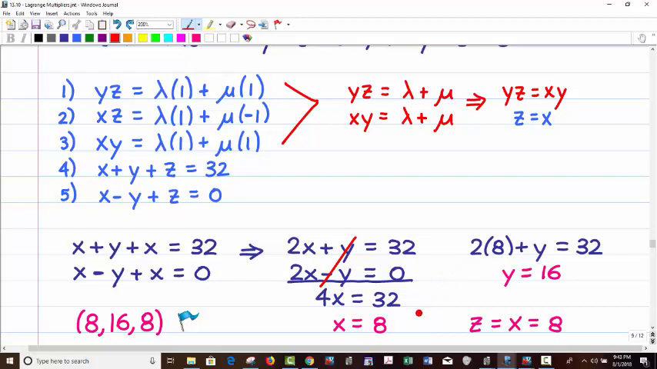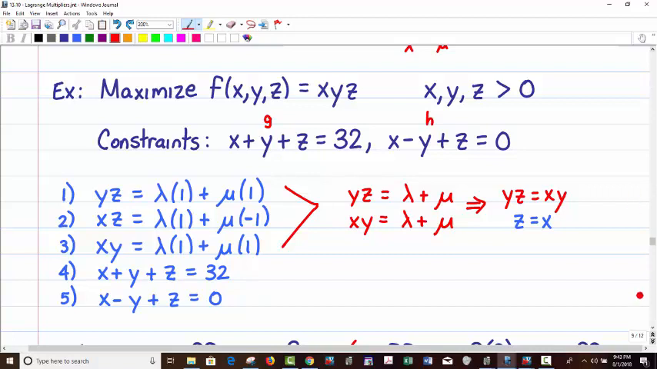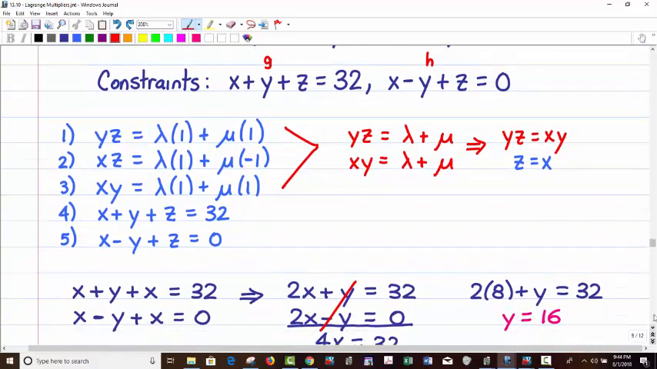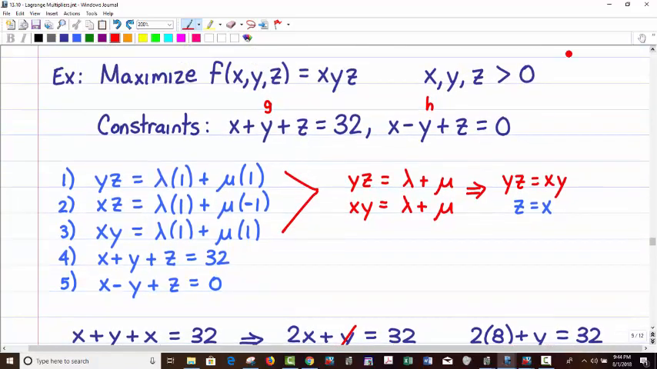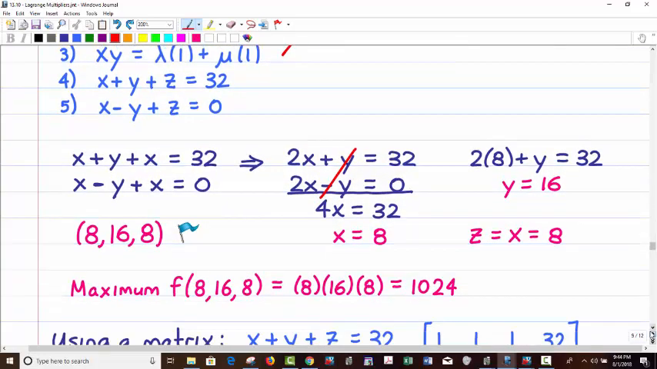And then once you know x equals 8, we know that z also equals 8, and therefore 2 times 8 plus y would equal 32. And that gives you y equals 16. So the optimal value will be 8, 16, 8. Which ironically is the same answer to another problem we did, but obviously it wasn't the same problem. Then we could get whatever that maximum value is, so whatever 8 times 16 times 8 is. There I have it, 1024.